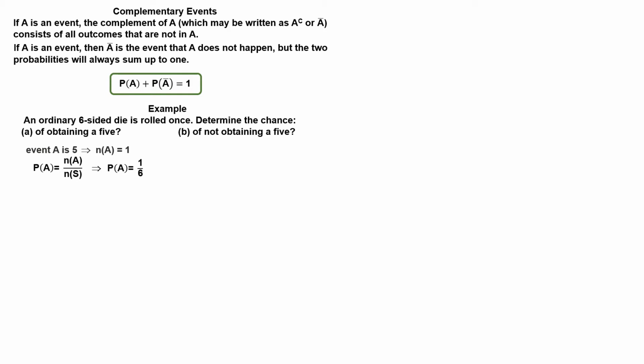The complement of event A is not a 5. The two probabilities sum up to 1. The probability of not obtaining a 5 is 1 minus 1 over 6.